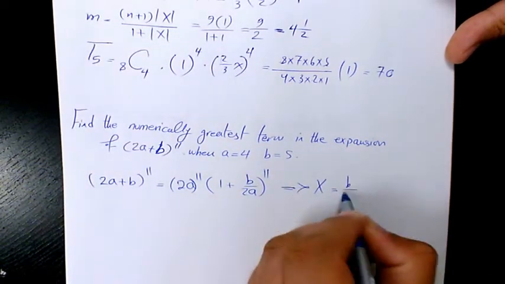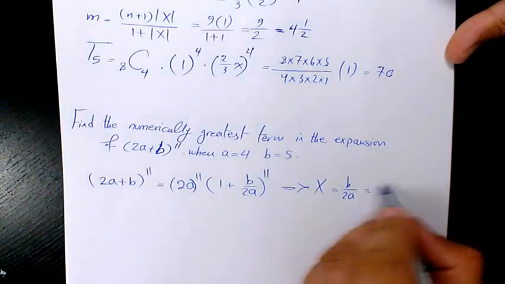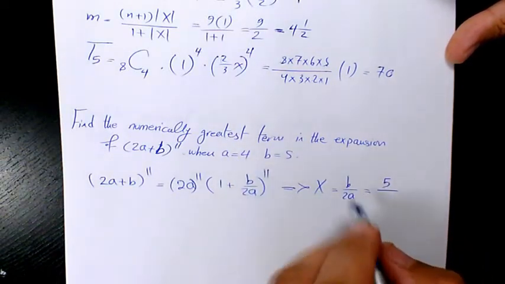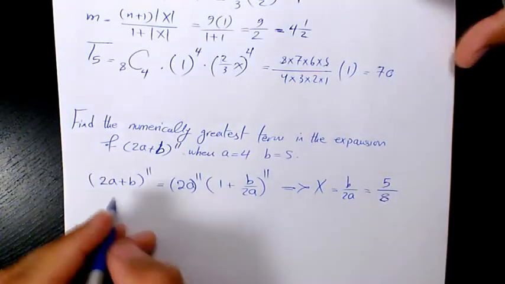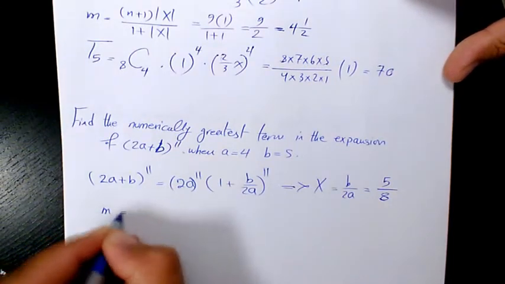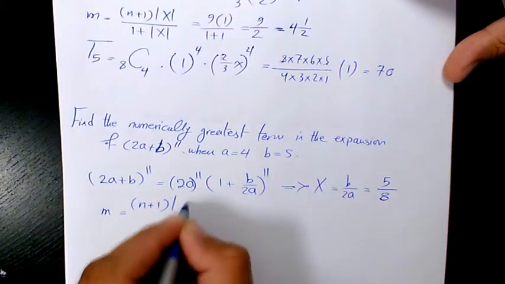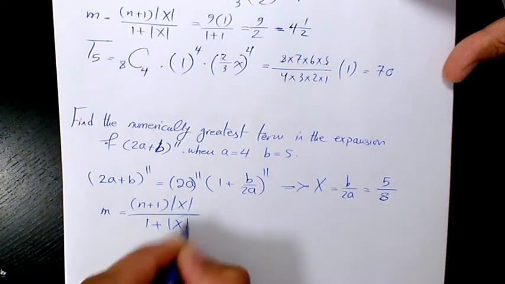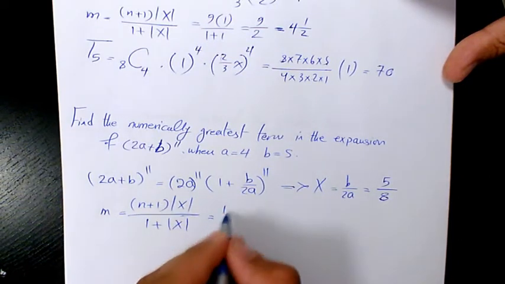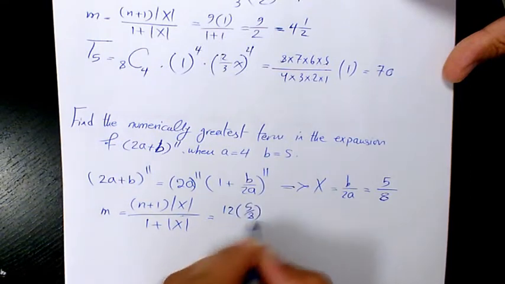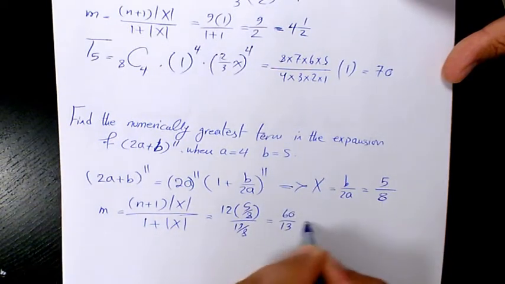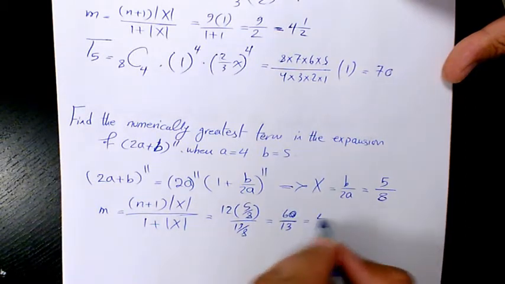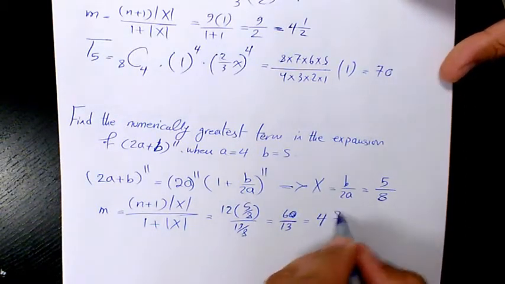So x is b over 2a. That's 5 over 2a, which is going to be 8. And then we can say m equals (n plus 1)|x| over 1 plus |x|. So that's 11 plus 1, 12, times 5 over 8. And here you have 1 plus 5 over 8, which is 13 over 8. So that's 60 over 13. 60 over 13 is going to be 4 and 8 over 13.